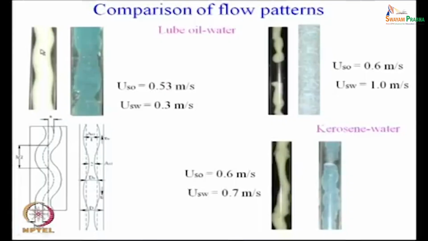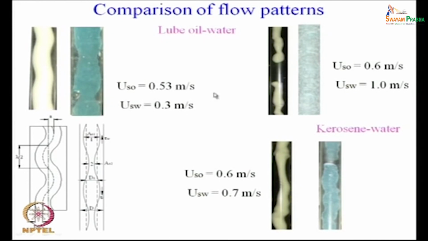In this particular slide, I have shown the comparison between lubricating oil water flows and kerosene oil water flows. You can understand that at high oil and comparatively lower water velocity, there is a tendency of core annular flow for both cases. But please note the difference in waviness for the two cases. In this case we have an asymmetric wave, whereas in this case, if you observe, the waviness is definitely axisymmetric.